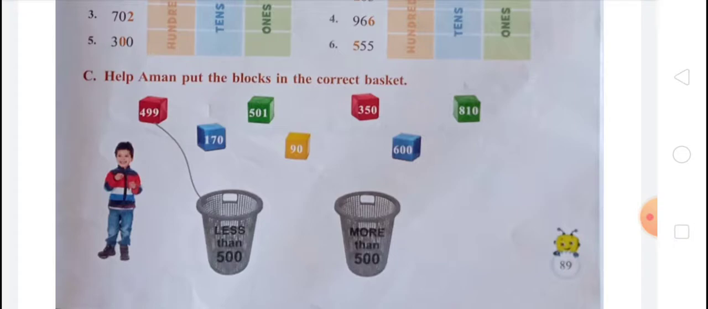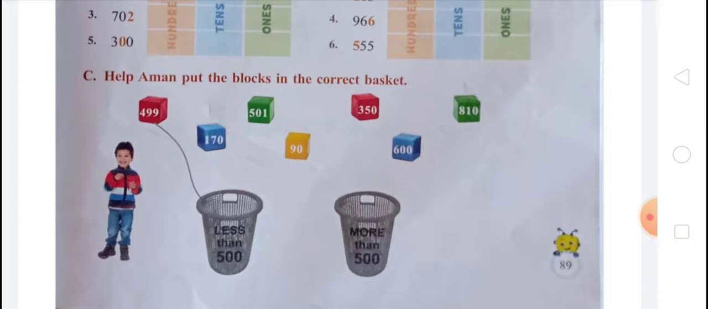Okay. And the next one is: help Aman put the blocks in the correct basket. There are two baskets, less than 500 and more than 500. You know which blocks are less than 500, you have to put in less than 500, that is first. And which blocks are more than 500, you have to put in second, that is more than 500.